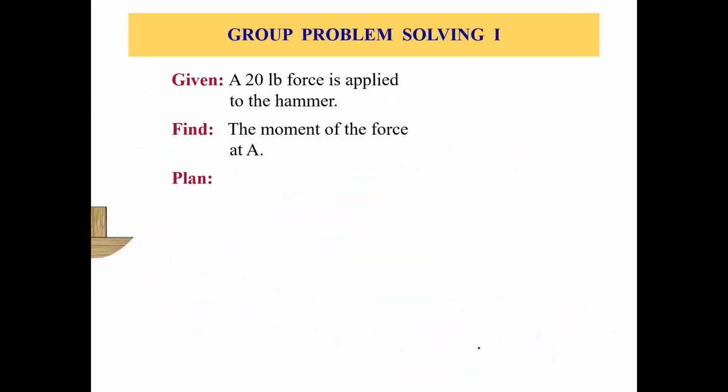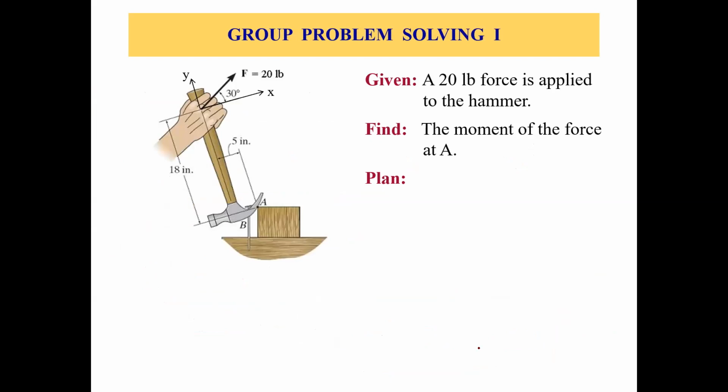All right, let's do one more example on moment. So what is given here? A 20-pound force is applied to the hammer. We need to determine the moment of the force at point A. Where is point A? Here's point A. Look at this figure. We want to find the moment at point A of the force of 20 pounds, shown by this black arrow.